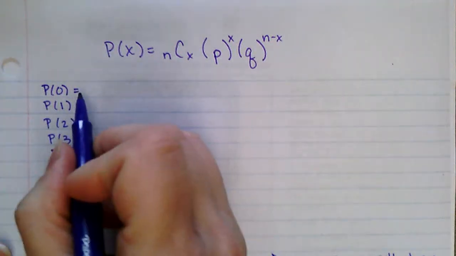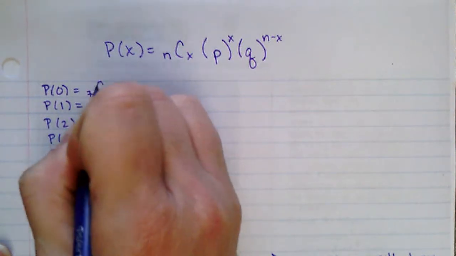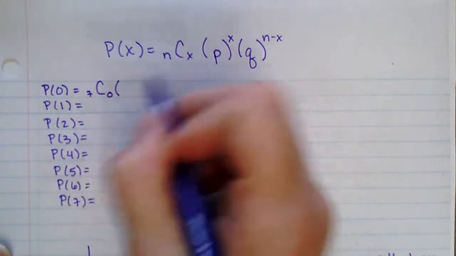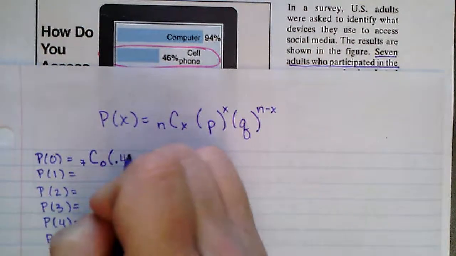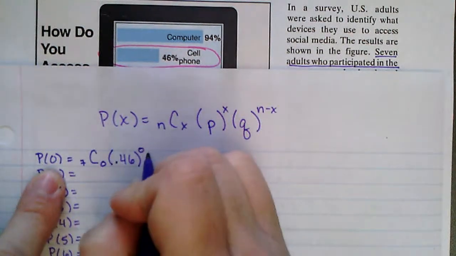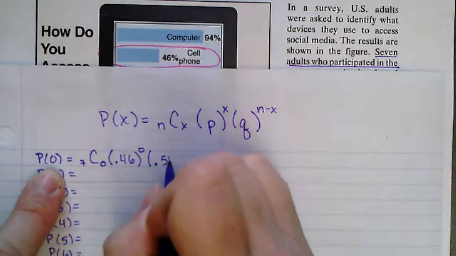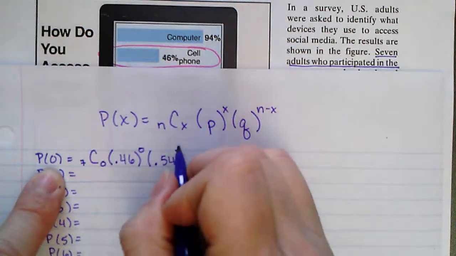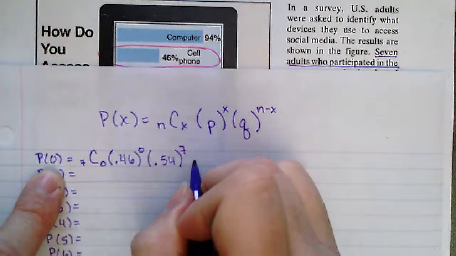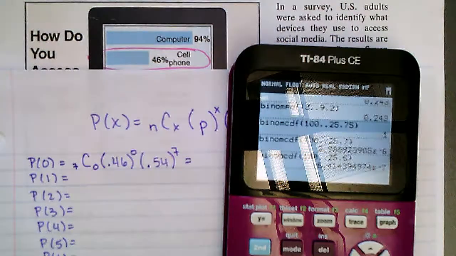So the probability of 0 successes, the number of trials was 7, so it would be 7C0. And then p was the probability of success, which was 0.46. So 0.46 to the number of successes, which is 0. And then the probability of failure is 1 minus 0.46, so 0.54 to the number of failures. If there are 0 successes, then there would be 7 failures. And then we would put that in our calculator.